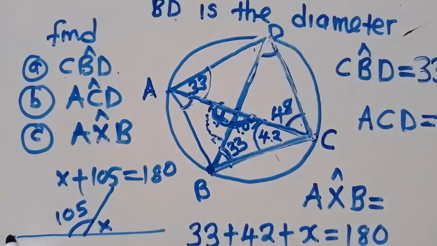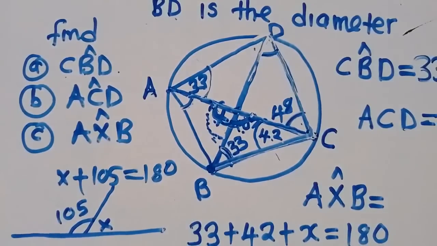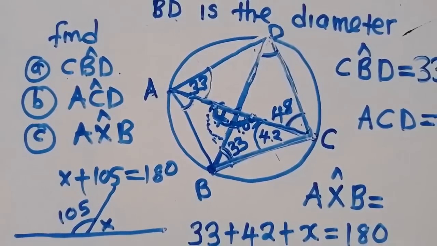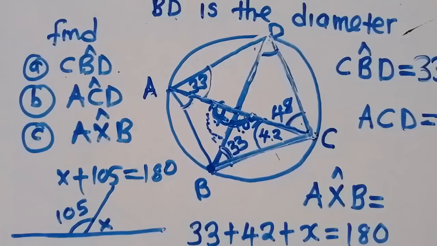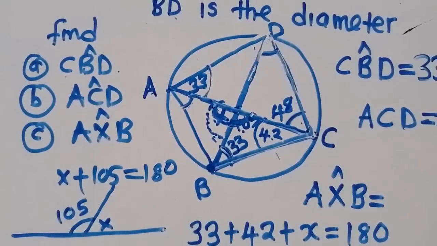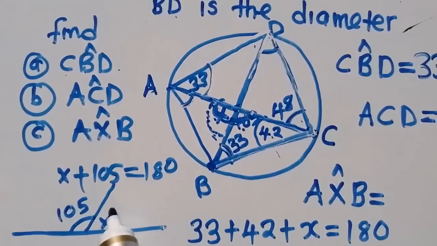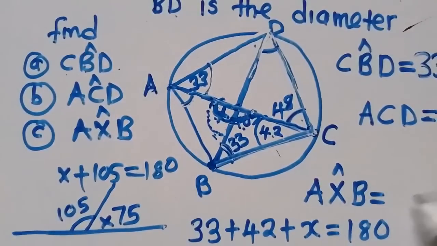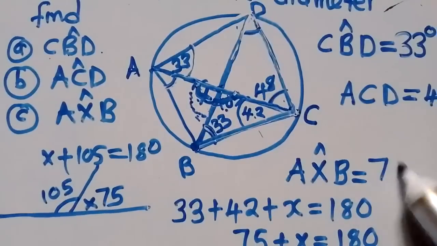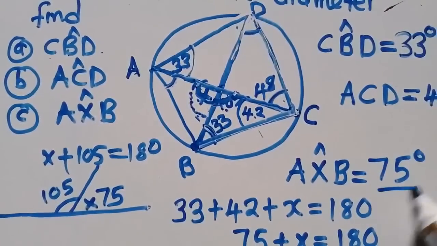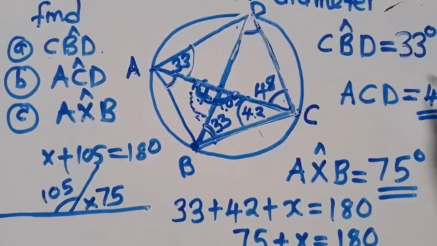You know that this is a straight line, so all the angles should add up to 180. This is what you need to know. So you just say 180 minus 105, and you're going to get 75. So the angle here is equal to 75 degrees. You are done. You've answered all the 3 questions which you were given.